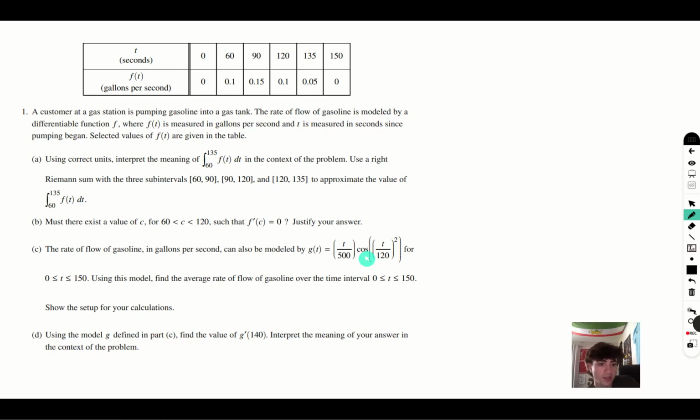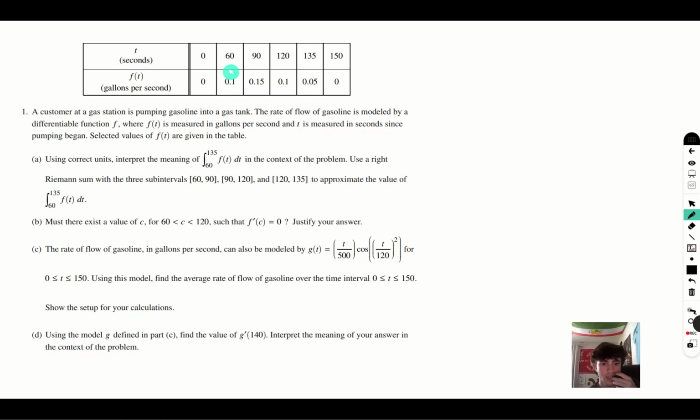Part A asks us to, using correct units, interpret the meaning of the integral from 60 to 135 of f of t dt in the context of the problem. Use a right Riemann sum with the three subintervals 60 to 90, 90 to 120, and 120 to 135 to approximate the value.